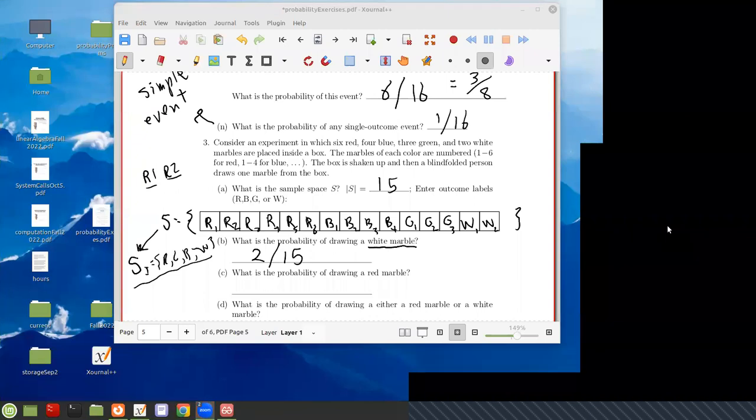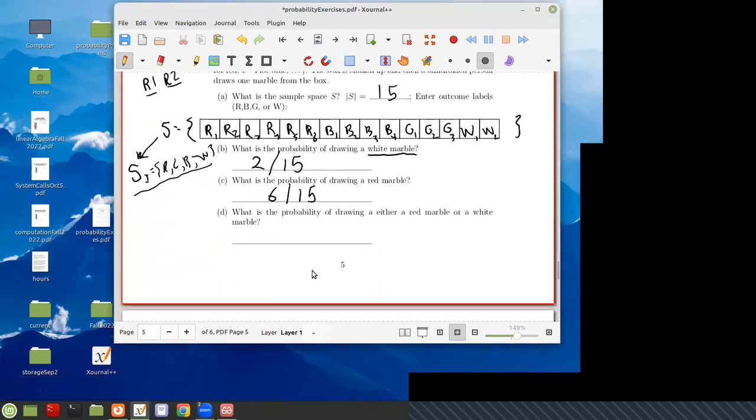I'm recording. Okay, so now there's two white marbles, even though they're 1 and 2, and so there's 2 out of 15. The number of outcomes in the event a white marble is drawn is 2. The sample space size is 15, so the probability is 2/15. And you can see that the probability of drawing a red marble is going to be the number of outcomes where a red marble is drawn. You can see there's 6 of them, so here you're going to have 6/15 as the probability.